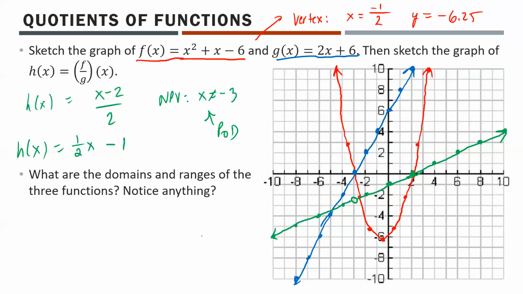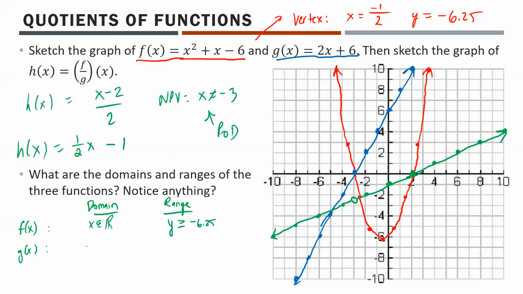Do we notice anything? Well, let's have a quick look. We'll set it up just like what we did last day. Domain, range. We'll start with f of x, so the red function. The domain of our red function is x is an element of all real numbers, right? Not a big surprise. As for our range, y needs to be greater than or equal to -6.25. That was our lowest minimum point. It was our vertex. Also not a huge surprise.